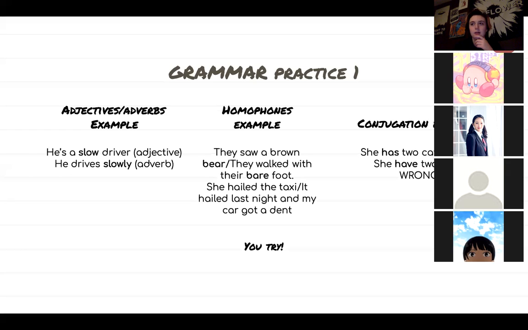All of this can be like fill-in-the-blank type practice, where you have, they saw a brown blank, and you can put in parentheses bear / bare and have different spellings. Whereas for this one, you can say she has two cats, or you can say she blank two cats, and then in parentheses to have, and then have them conjugate it, if you think of to have as the root verb.